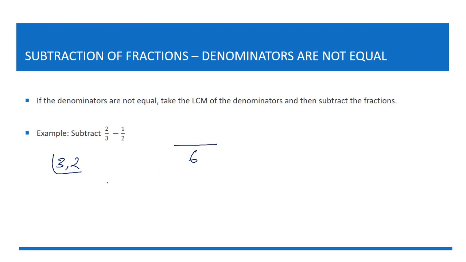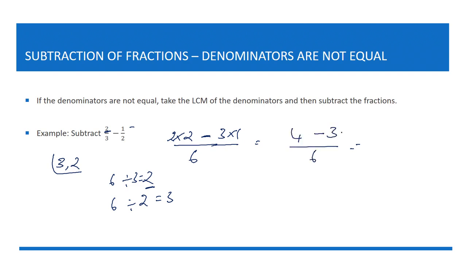Now 6 divided by 3 you will get 2. That 2 should be multiplied with this 2: 2 2s are 4. Otherwise I will write like this, 2 into 2 minus, 6 divided by 2, which you are going to get 3. This 3 should be multiplied with 1. 3 1s are 3. 2 2s are 4 minus 3 1s are 3, over 6. 4 minus 3 is 1. 1 by 6 is the answer.